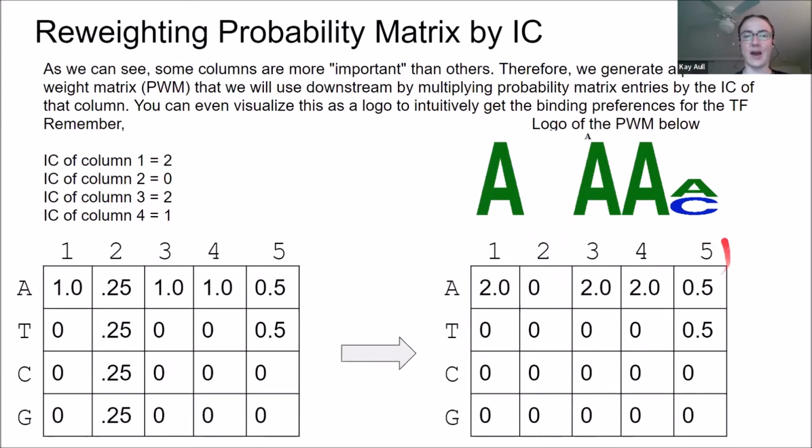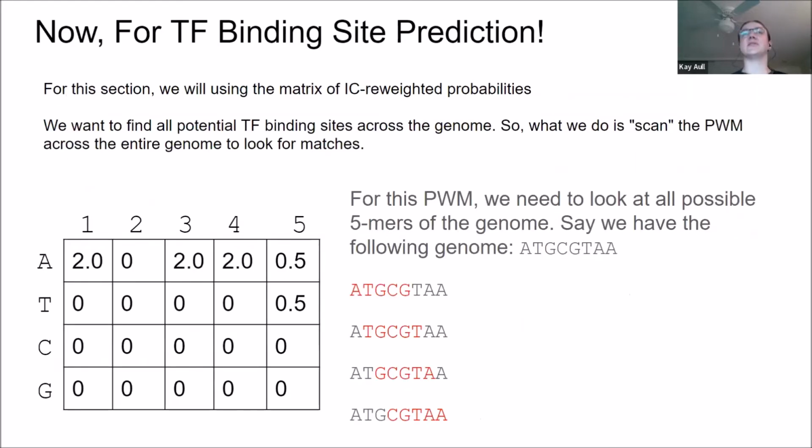And here you have your half dose of information. You get your 1 bit of information, and then that is shared over these 2 positions. Here is your logo diagram representation, where you have your 3 strong A's, your 50-50s, and your nothings. All right, so how do you use this to predict a transcription factor binding site?